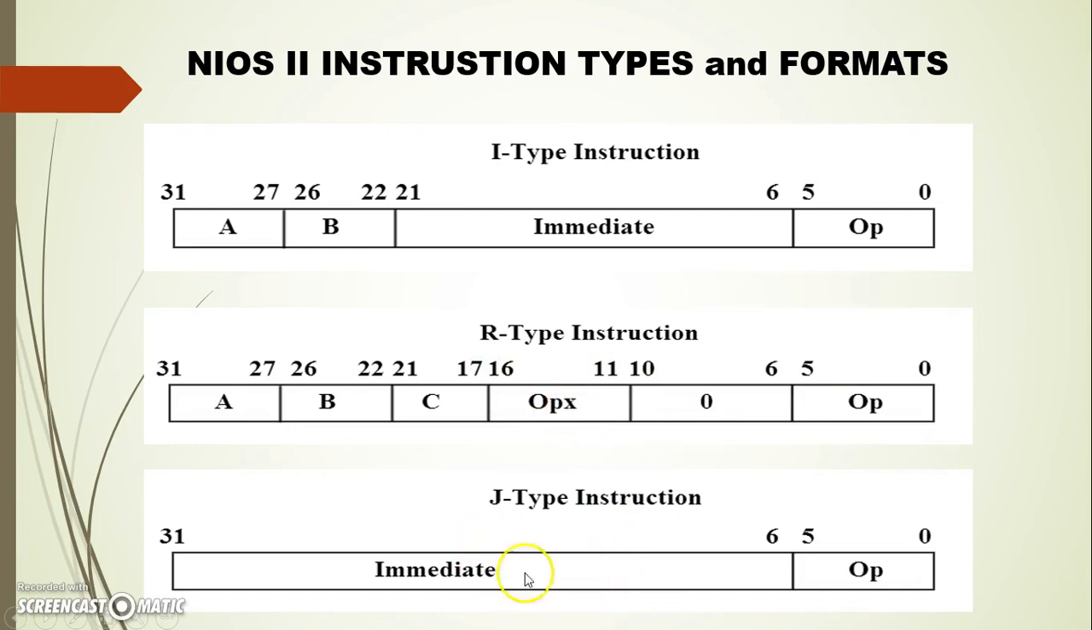Now let us talk about the J-type instruction. The J-type instruction has a 26-bit field reserved for an immediate value, and the remaining 6 bits are used for the opcode.